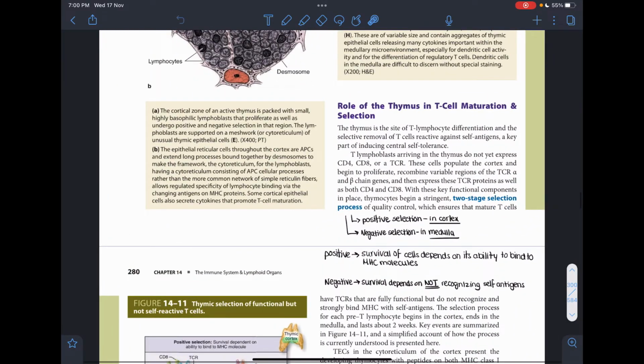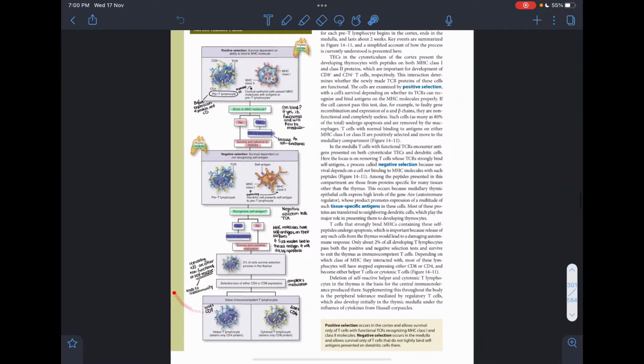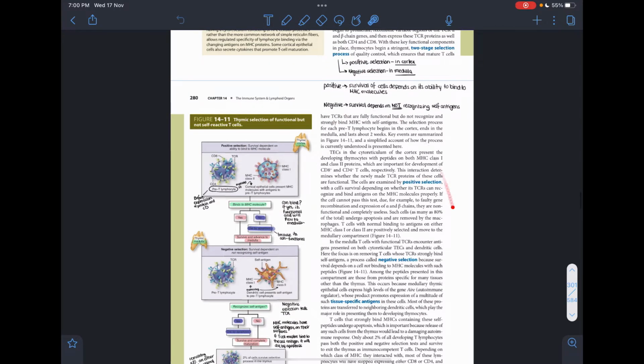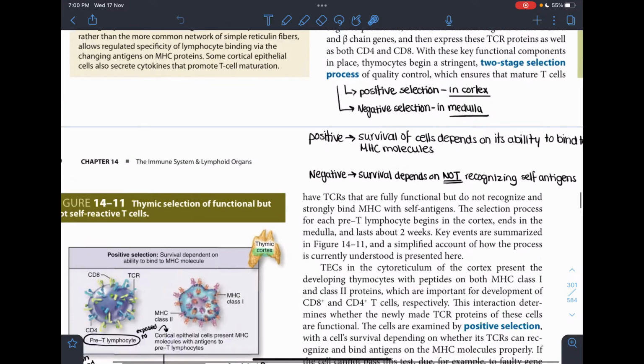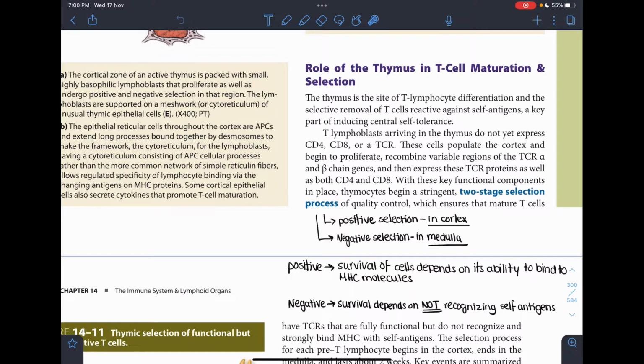Okay, now we will talk about the role of the thymus in T cell maturation and selection. This picture summarizes the whole process, so I'm going to explain on this picture, and everything that's mentioned here will be mentioned when I talk about this picture. The first thing we need to know is that the process of selection in the thymus is composed of two stages: the positive selection stage and the negative selection stage.